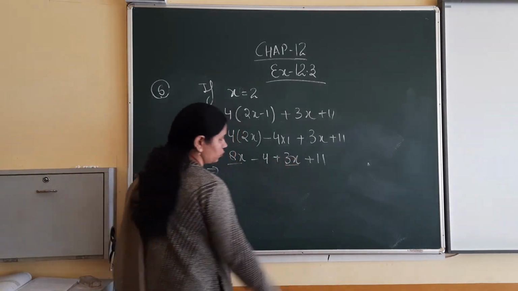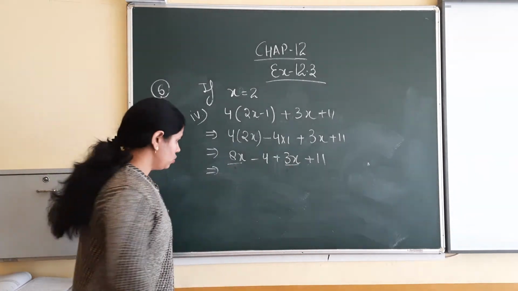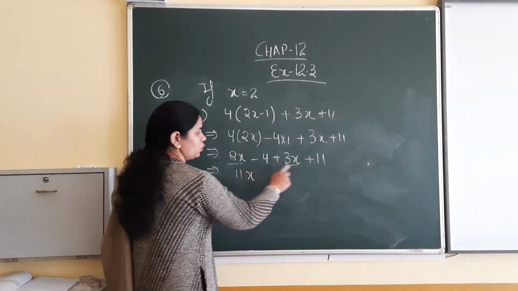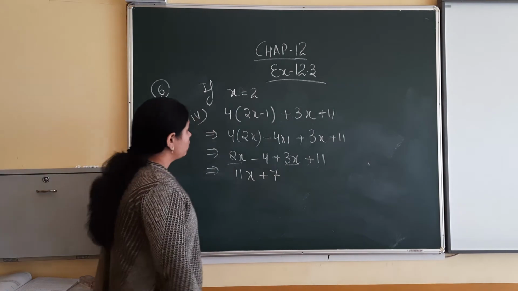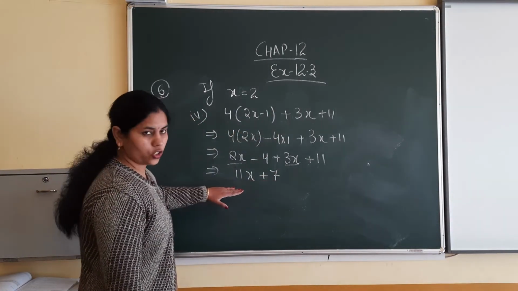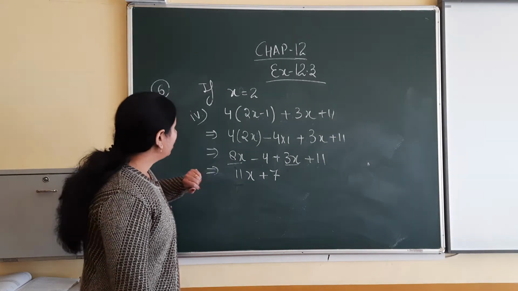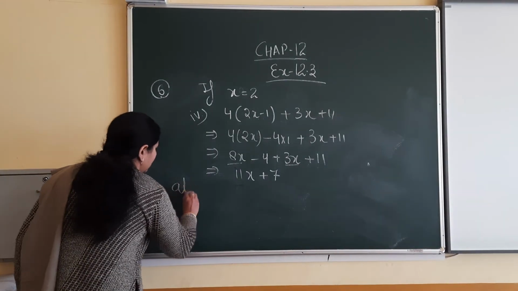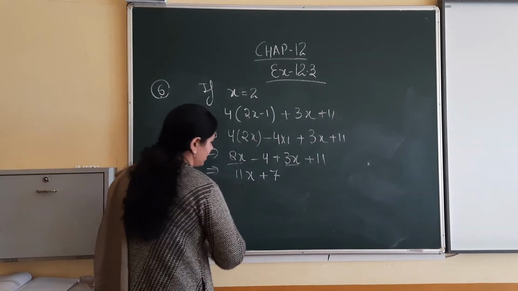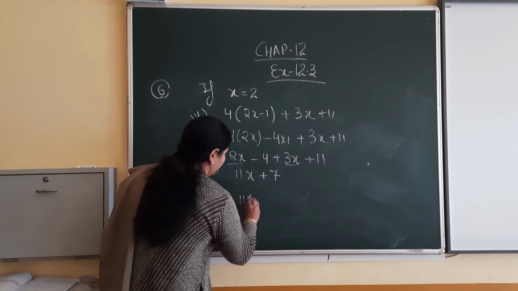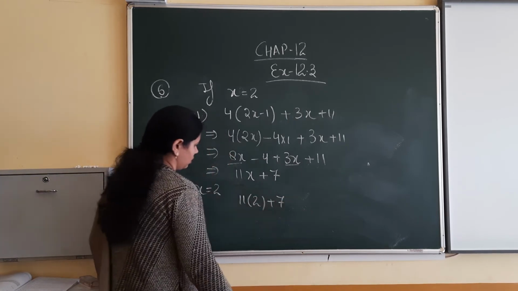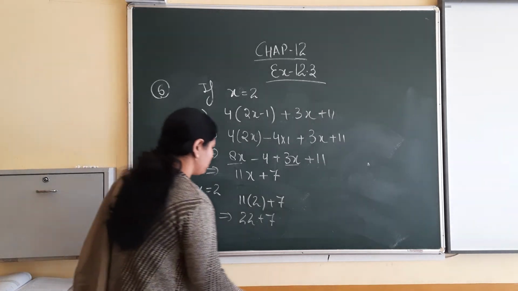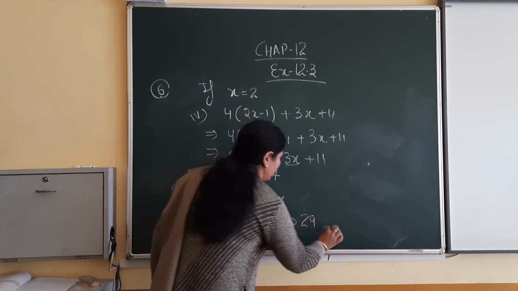So 8x and 3x both are like terms, so 8 plus 3 gives 11, so write here 11x. Here minus 4 and plus 11 both are like terms, so add them, minus 4 plus 11 gives plus 7. So after simplification of this expression we have 11x plus 7. Furthermore we can't solve, so this is the answer. Now we have to find out the value of this expression when x is equal to 2. So put here, in the place of x, the value of x, that is 2. So 11 into 2 plus 7. Now in the next step, 11 2s are 22 plus 7, and 22 plus 7 gives 29. So 29 is the answer.